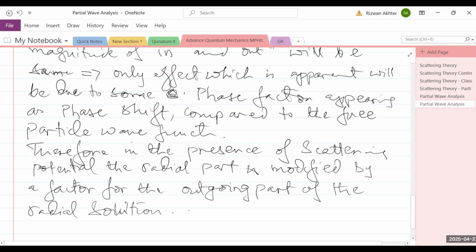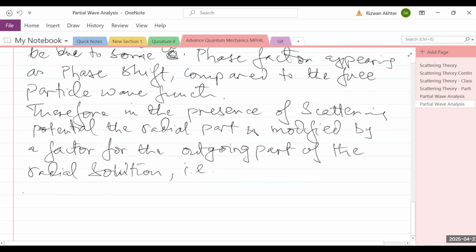Outgoing part of the radial solution, i.e. क्या हो जाएगा ये? That is, we would have this radial function r, which was equals to 1 upon 2 k r i, where i is the iota. And then we have this factor जिसको हम s से जाहिर कर रहे हैं, s sub l of k. सो s sub l of k का मतलब है कि this is some factor जिसको स्कैटरिंग इफेक्ट कहेंगे या स्कैटरिंग मैट्रिक्स कहेंगे. And the scattering effects are all sort of contained within this factor s sub l of k.